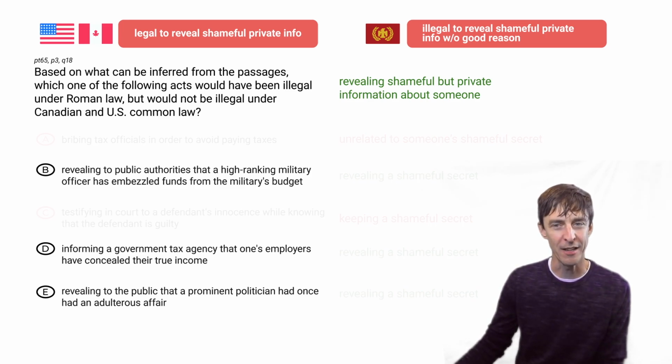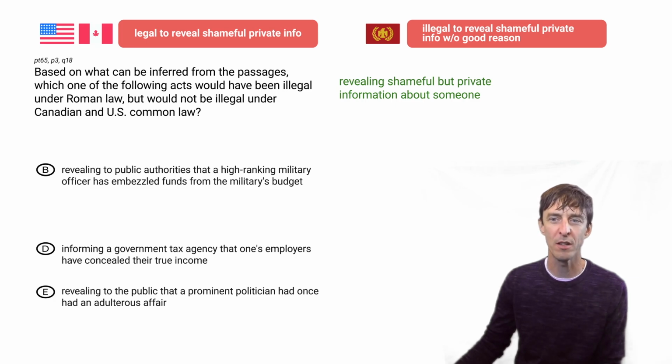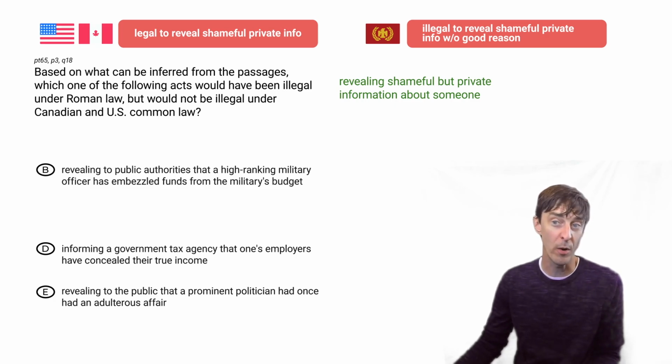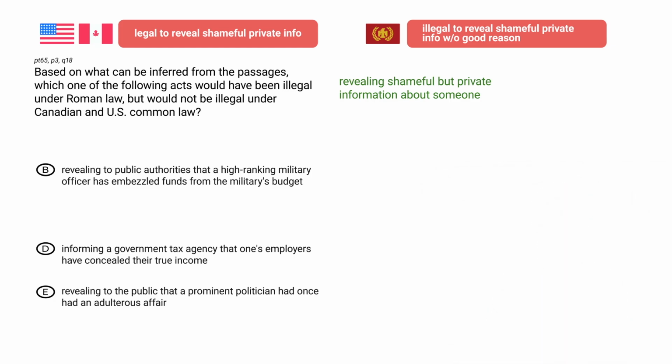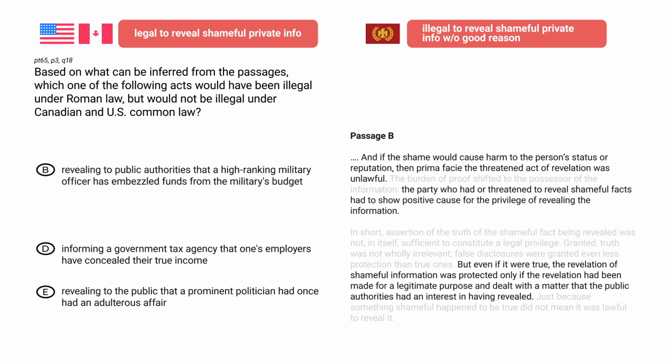So A and C are dead, but now we got to get more nuanced because B, D, and E were all what we thought we were looking for. You're revealing someone's shameful secret. So if we do a little rereading, like how else could we discriminate between these? Remember, in Rome, there were exceptions. Sometimes you were allowed to reveal a shameful secret, but it had to be related to like government business. Well, with B, it is related to government business, and also with D, it's related to the government tax agency.